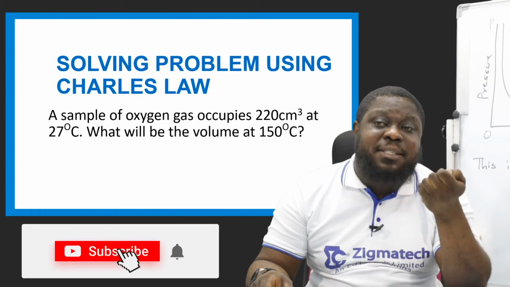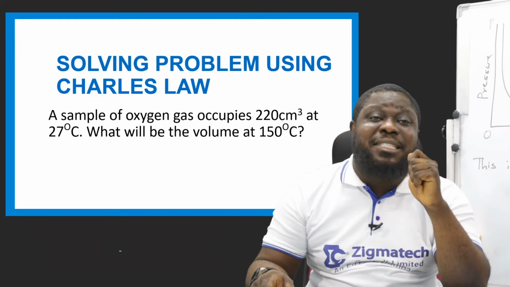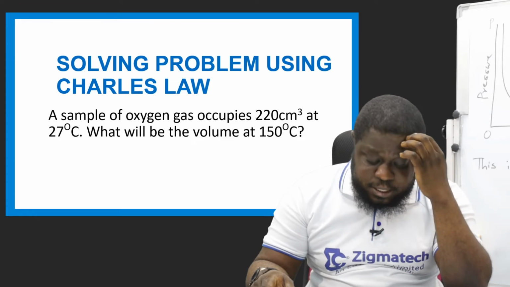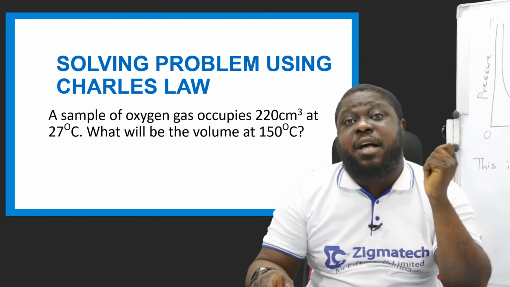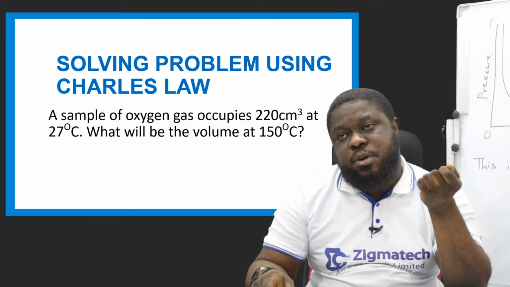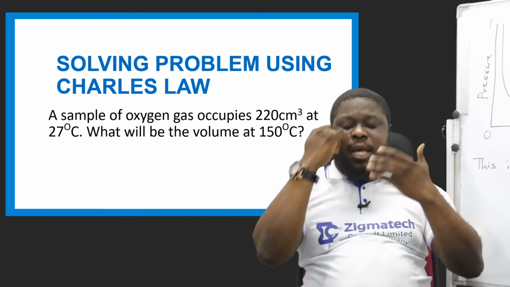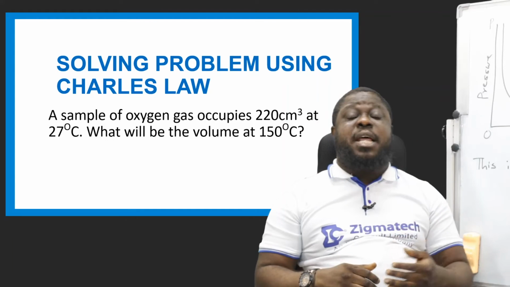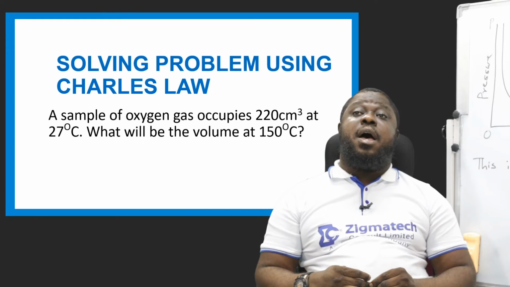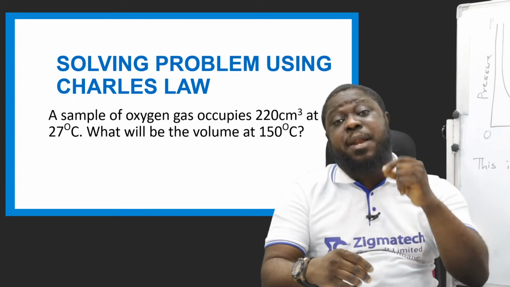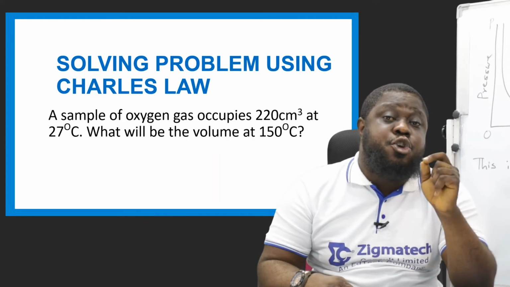What is constant in Boyle's Law is the temperature. What is constant in Charles' Law is pressure. So if they give you a question at constant pressure, you know it's Charles' Law. If they give you a question at constant temperature, you know it's Boyle's Law.